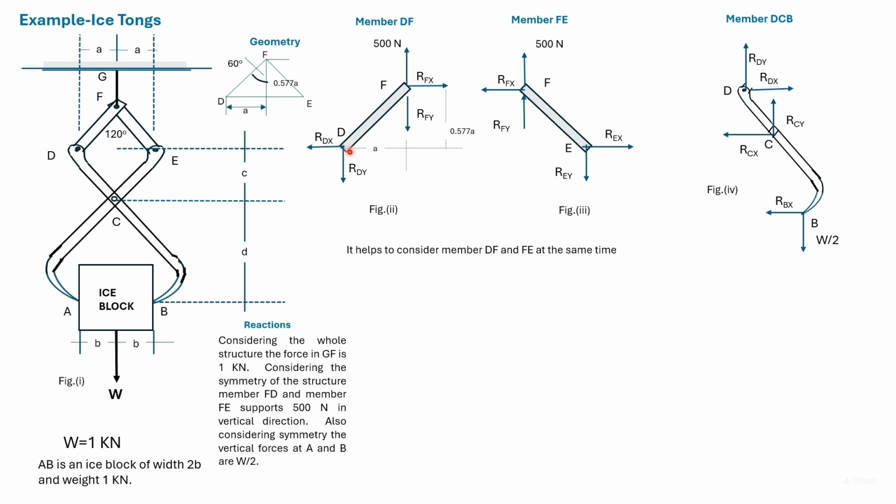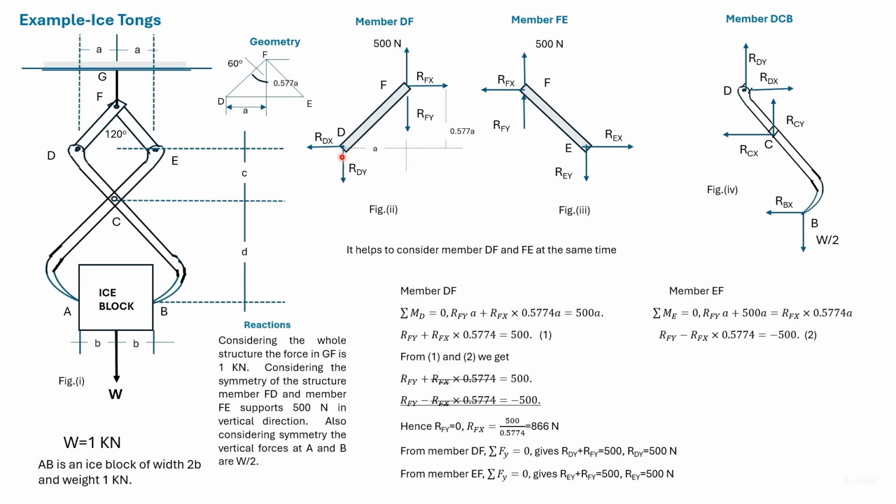Also consider the joint D. At D in FD, we consider RDY to act downwards, and as such, at D in DCB, we consider RDY to act upwards. Here, RDX acts towards the left, and here RDX acts towards the right. It is convenient for us to consider member DF and member FE at the same time.